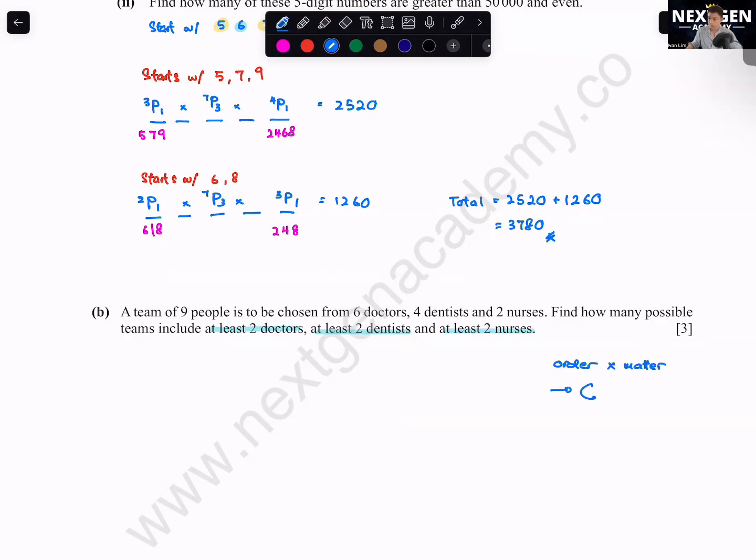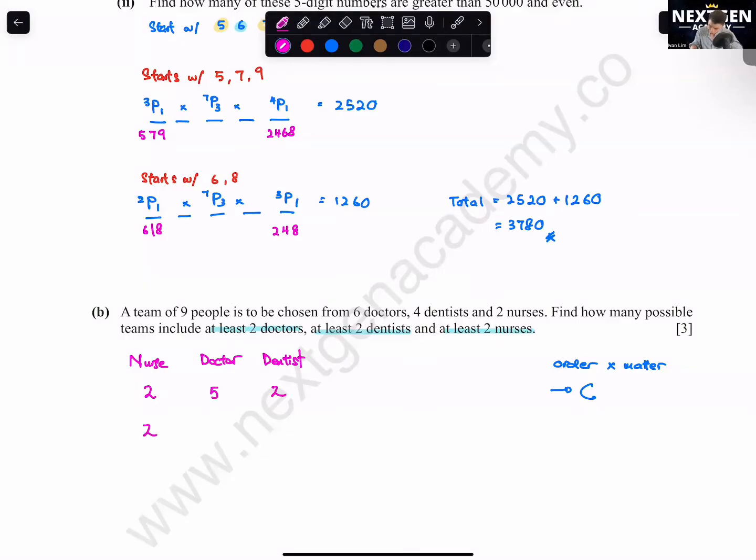Okay, now let's think about all the scenarios. Nurse, doctor, dentist. Okay, what are the scenarios? At least 2 doctors, 2 dentists, 2 nurses. You need 9 people on the team. Okay, so I can write like that. Nurse, I only got 2 of them. So this will always be 2. Right? The nurse will always be 2. 2, 5, 2.